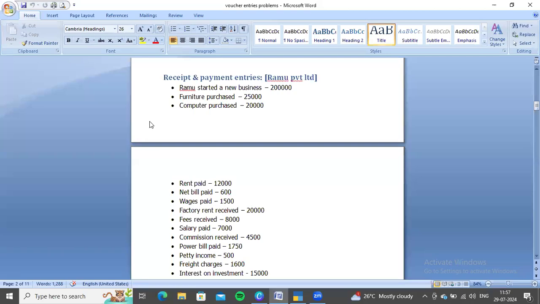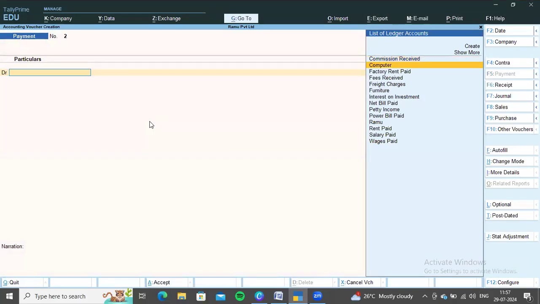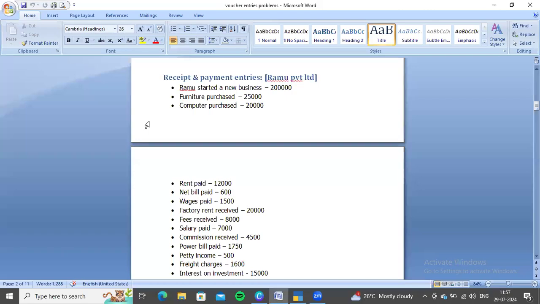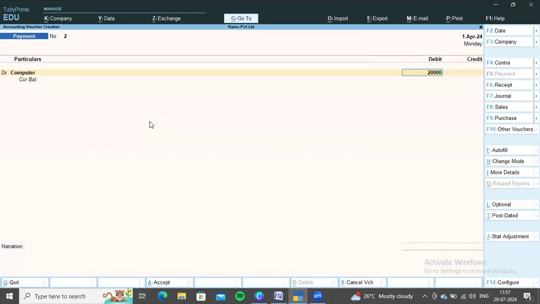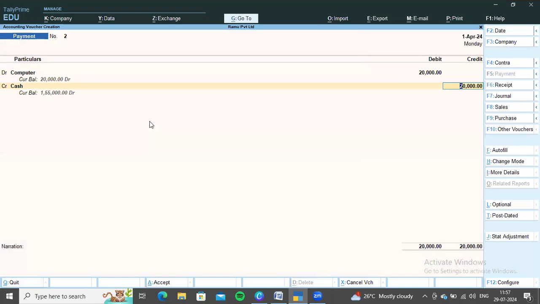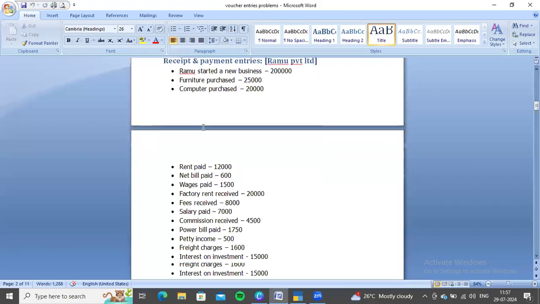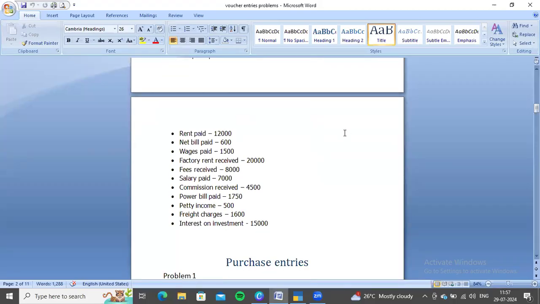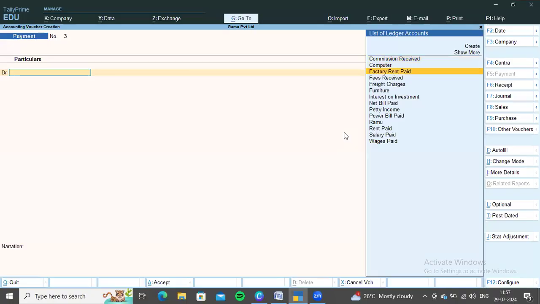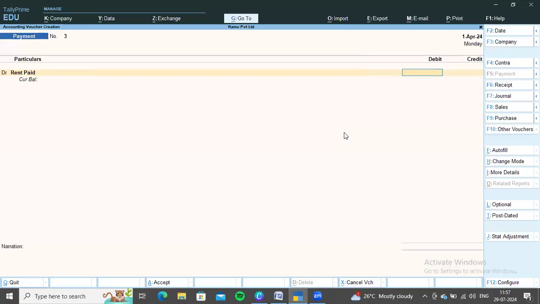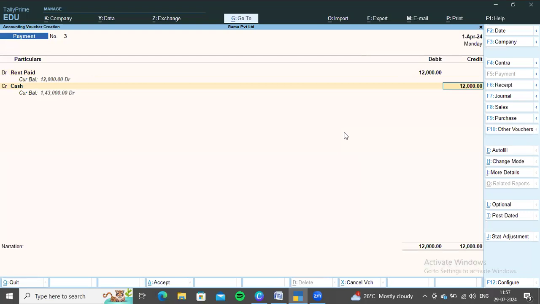Next, computer purchased. It is also a payment. Computer account debit. How much? 20,000 to cash account. Control A. And the rent paid. It is also a payment. Rent account debit. How much? 12,000 to cash account as cash is going out.